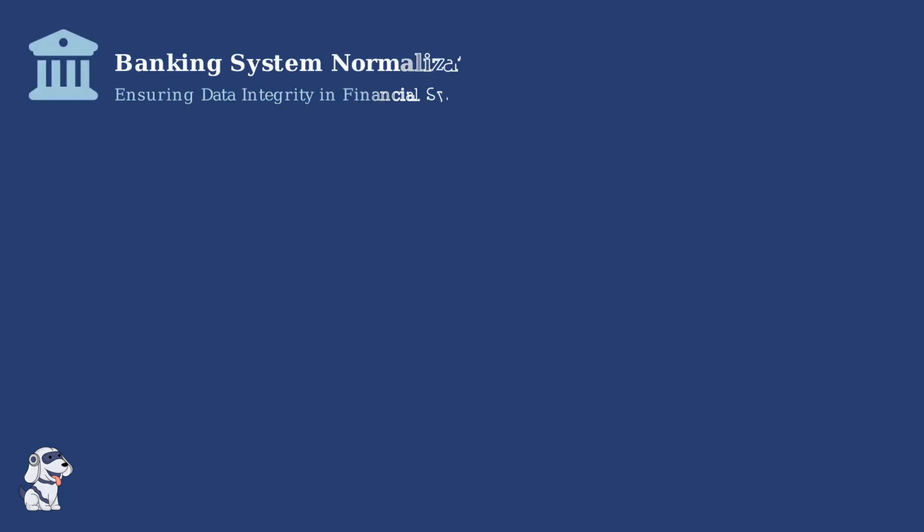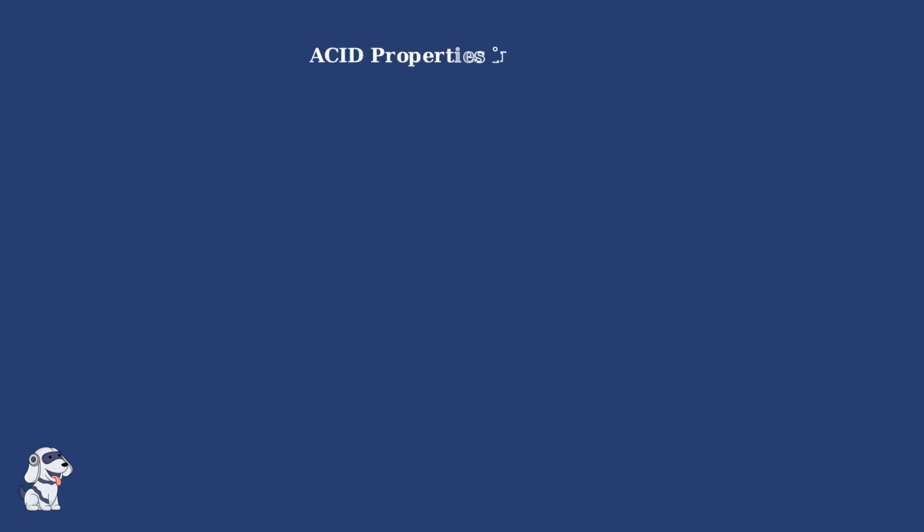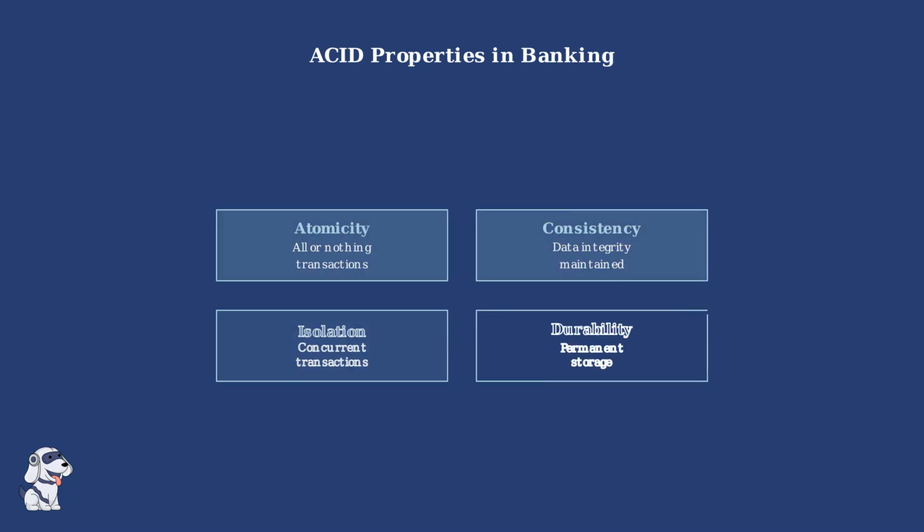Banking systems represent one of the most critical applications of database normalization. Financial institutions cannot afford data inconsistencies, duplicate records, or anomalies that could lead to incorrect account balances or transaction errors. Banking systems must adhere to ACID properties.